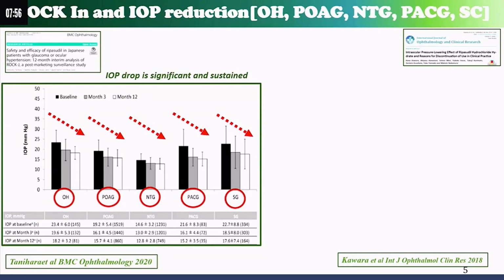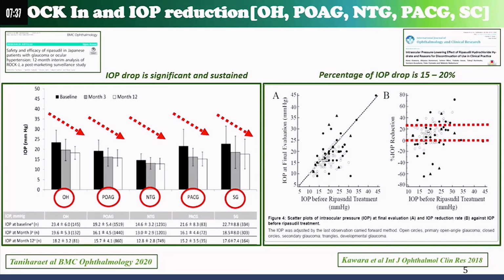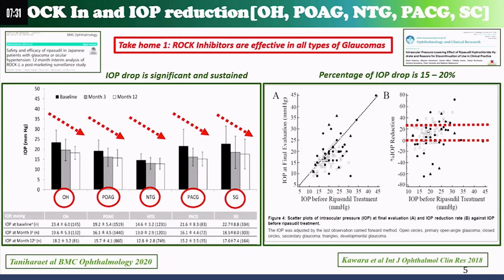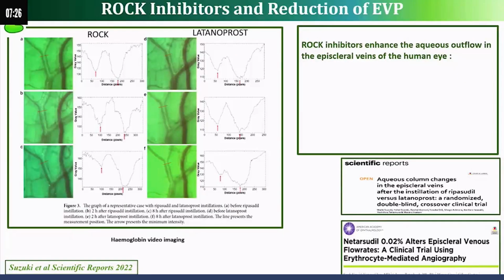What that translates into is that there is an IOP drop which is significant, and it is sustained, and it is effective over a wide range of glaucomas and ocular hypertensives. So it is effective in ocular hypertension, POAG, NTG, PACG, as well as secondary glaucoma, and the percentage of IOP drop is fairly good at 15 to 20%. So the first take home is that ROCK inhibitors are effective in all types of glaucomas.